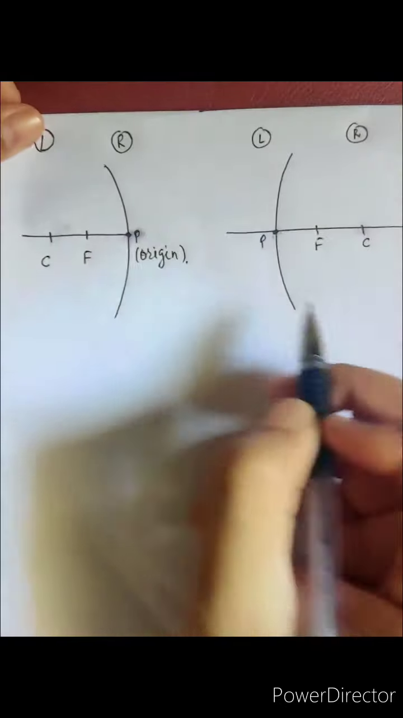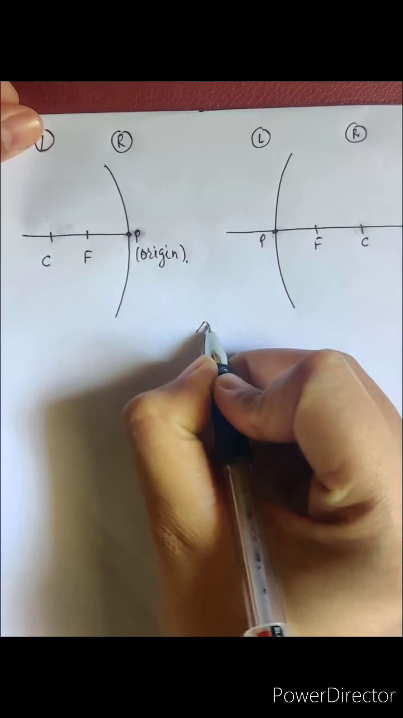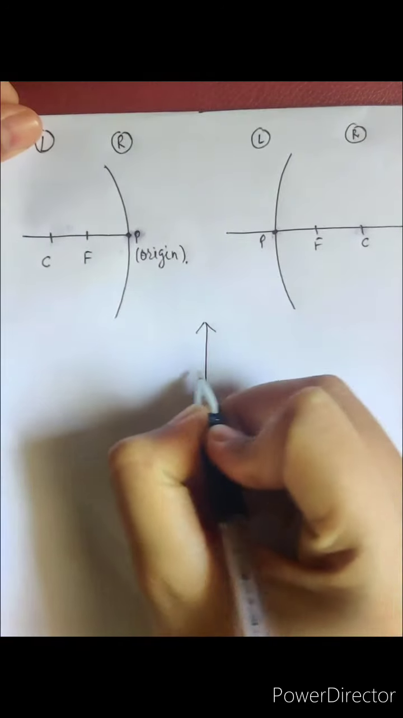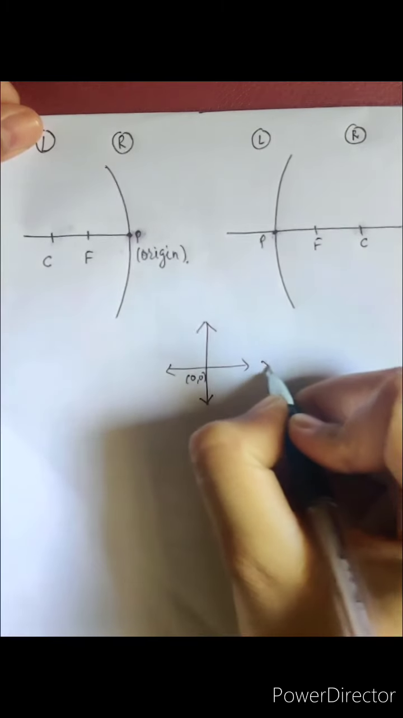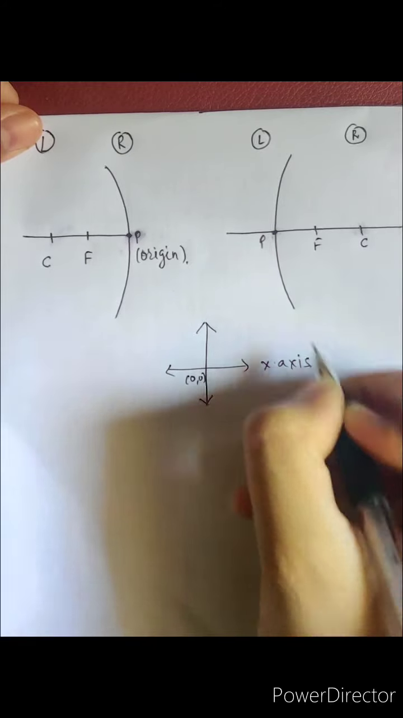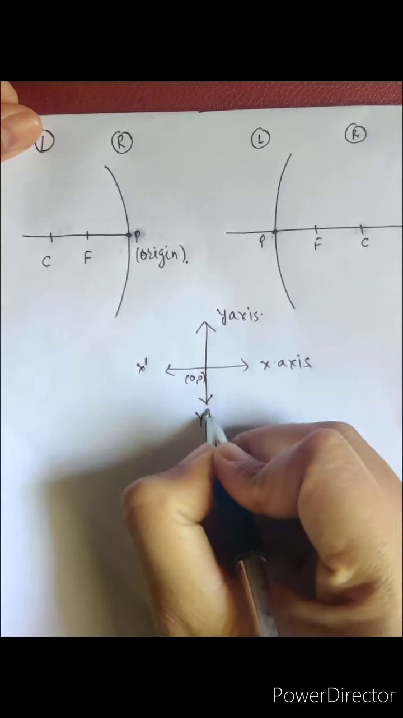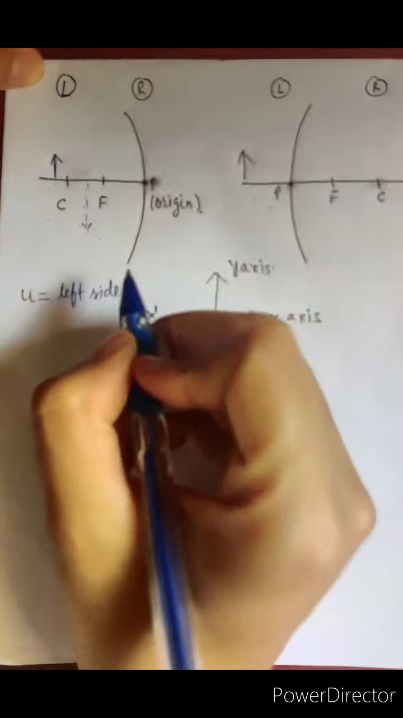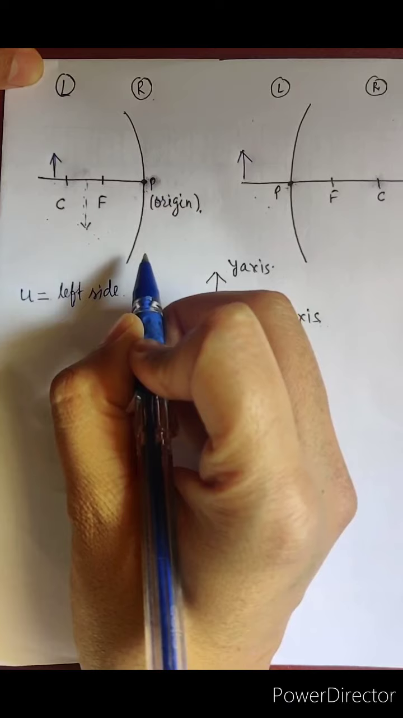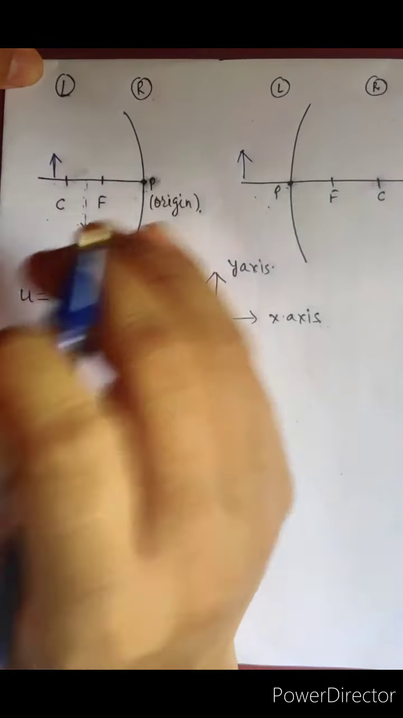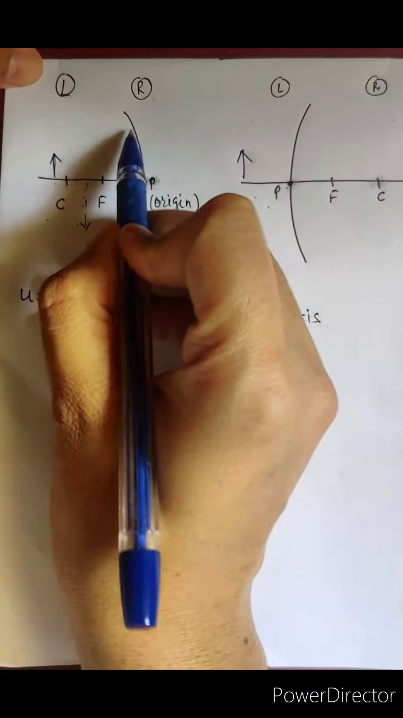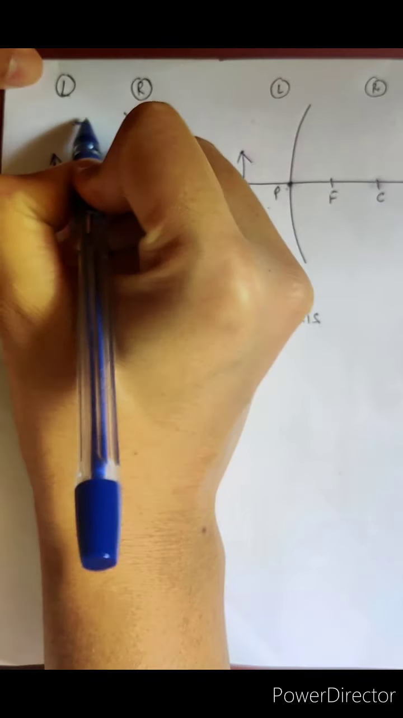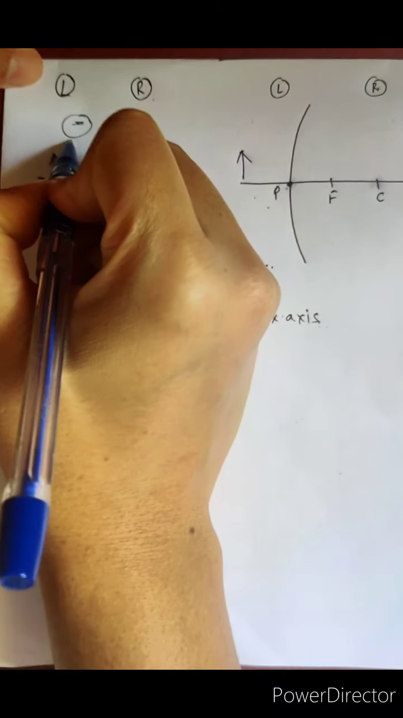So you can compare this with the Cartesian plane of coordinate geometry. You can see here, this is the origin O. This is our x-axis, this is our y-axis, X dash, and this is Y dash. Now the next rule of the convention is that any image or object, if it is kept on the left hand side of the mirror, it will have a negative sign.